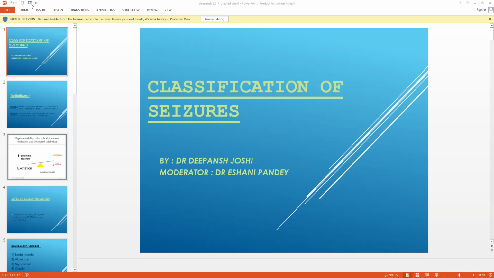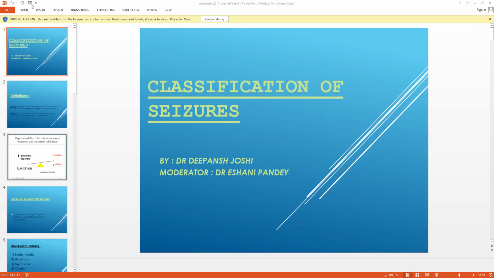Definition: seizure. Seizure is defined as occurrence of signs and symptoms due to abnormal excess neuronal activity in brain. Epilepsy is defined as two or more unprovoked seizures without any cause, leading to a clinical syndrome. This is the pathology of seizure. There is increase in excitatory neurotransmitters glutamate and aspartate, and decrease in inhibitory neurotransmitter GABA.